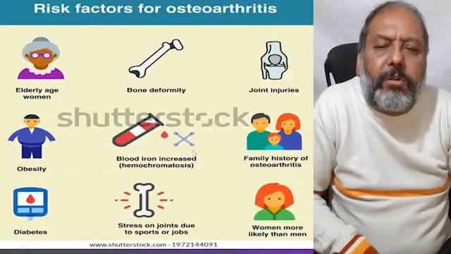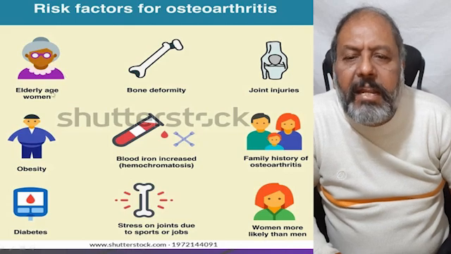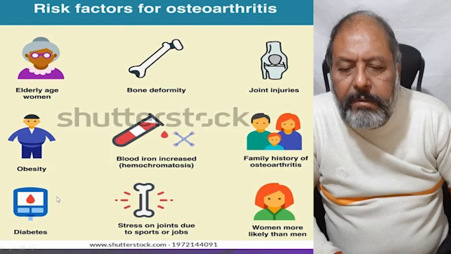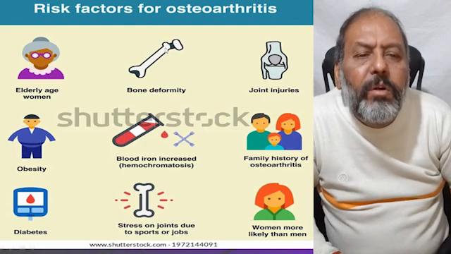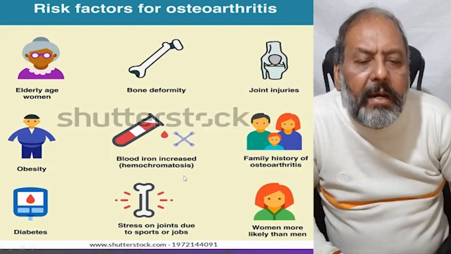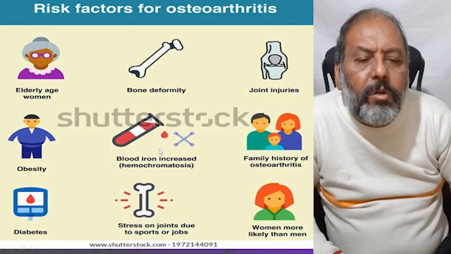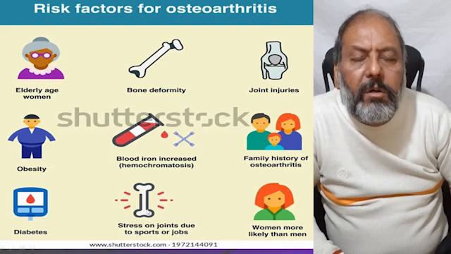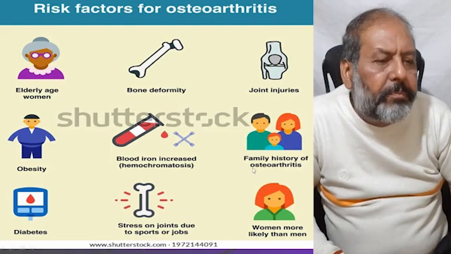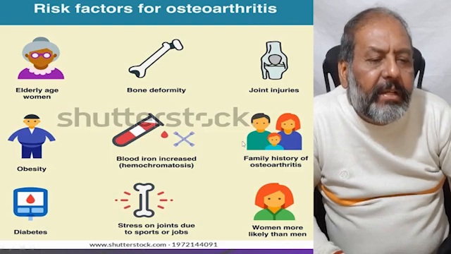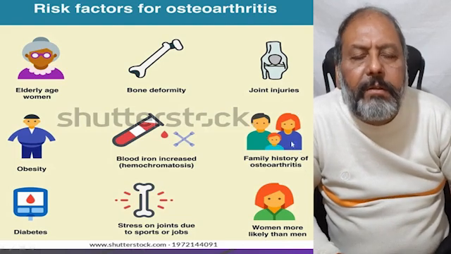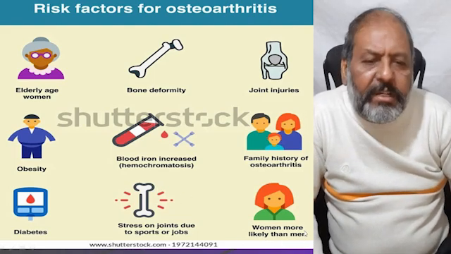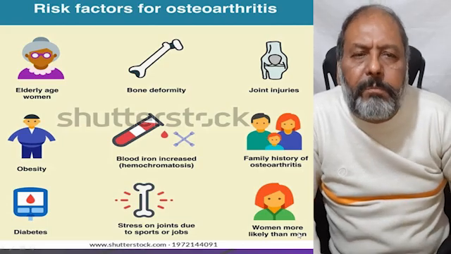Now, risk factors for osteoarthritis are elderly age, especially in women because of menopause. Then there is obesity, overweight, diabetes, bone deformity, and increased blood iron, that is hemochromatosis, and then stress on the joint due to sports or jobs, prolonged standing jobs, knee injuries, and family history of osteoarthritis. As I have told you, the inheritance factor. Women are more likely than men, again because of the menopausal problem and osteoporosis.